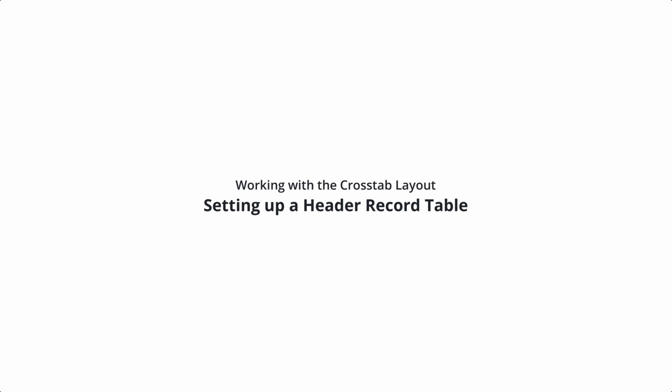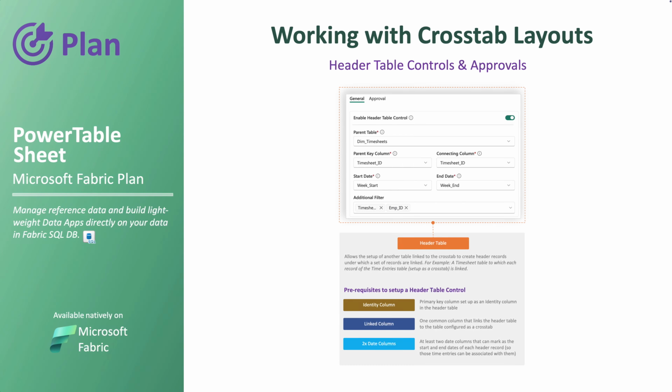Now let's look at header record tables for the crosstab layout. A header record table is a database table that stores summary information connected to a set of detailed child records. In our time tracker example, this would be a timesheet table containing the list of all timesheets, where every entry in the time entry table is associated with a timesheet in the timesheet table.